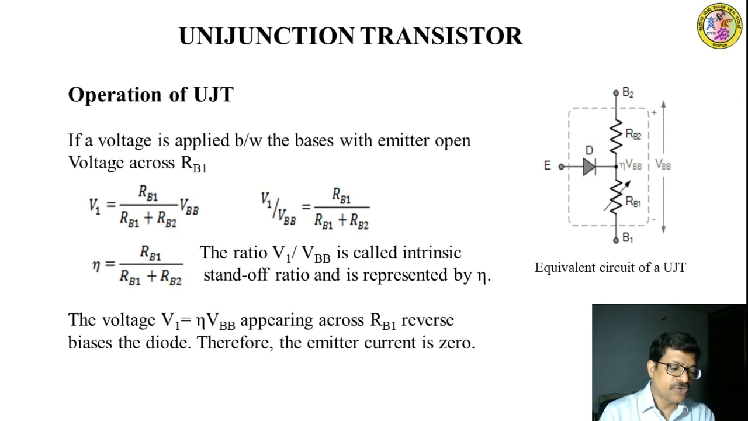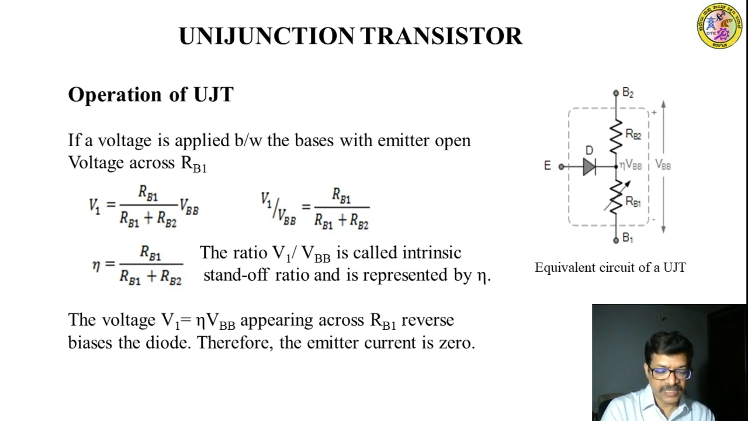The ratio V1 by VBB is called intrinsic standoff ratio and is represented by eta. The voltage V1 is equal to eta into VBB appearing across RB1 reverse biases the diode. Therefore, the emitter current is 0.